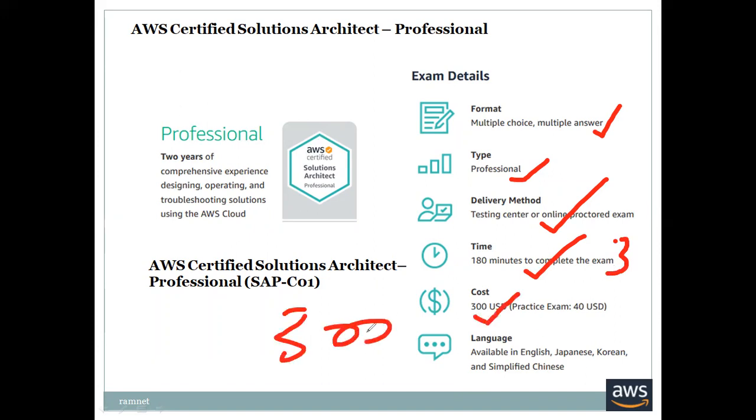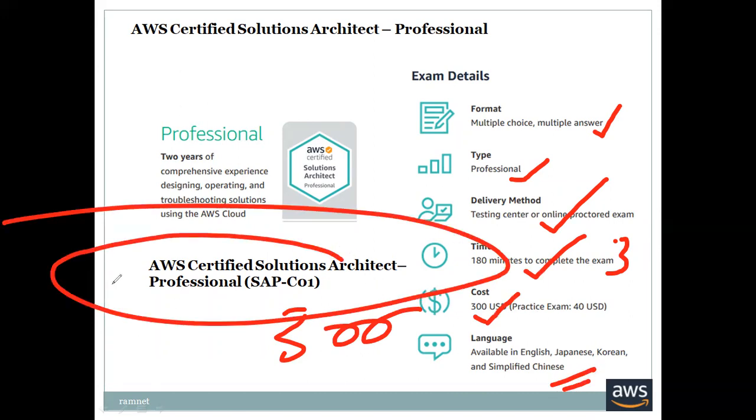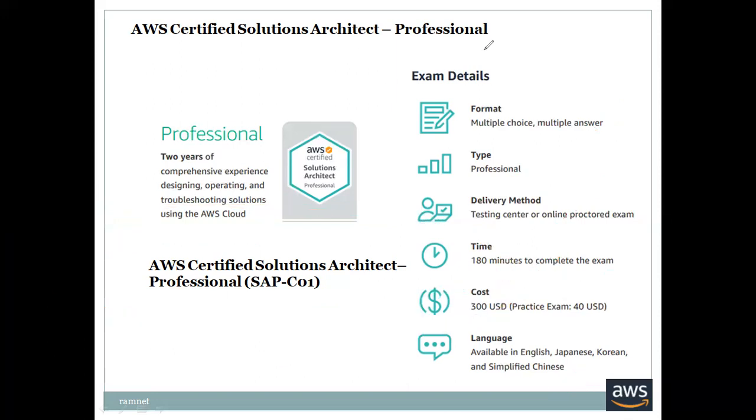$300, it is a bit costlier. Languages we know that. So once you clear this, you will be getting this certificate, that is the Solution Architect Professional certificate. But the level is higher, that's why the fees is also higher. Time is also higher. 3 hours you have. 3 into 60, so 180 minutes you will be writing on this. So this is Solution Architect Professional.